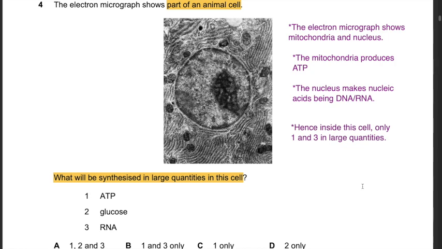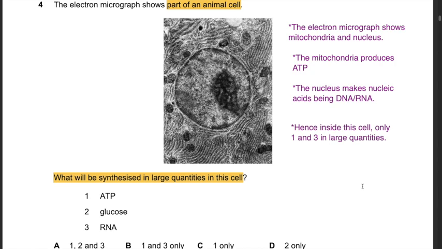Question 4. The electron micrograph shows part of an animal cell. What will be synthesized in large quantities in this cell? Now, as you can see over here, the electron micrograph obviously shows the mitochondria and the nucleus. The mitochondria produces ATP, the nucleus makes nucleic acids, being DNA or RNA. Hence, inside this cell, only 1 and 3 are present in large quantities. We have to only look at this electron micrograph given over here. We cannot assume what are the organelles present in an animal cell.